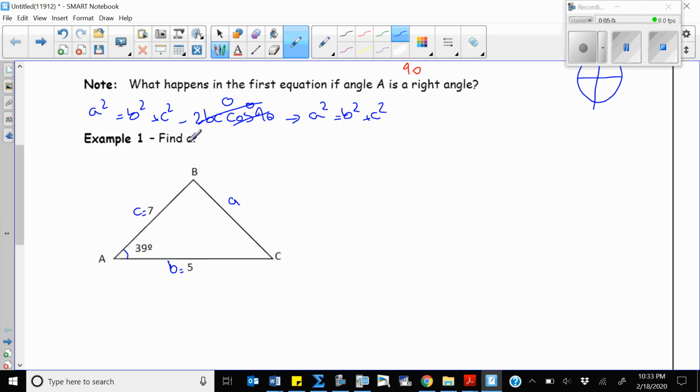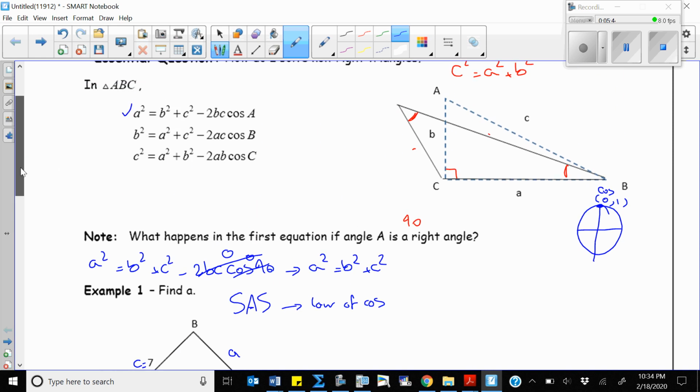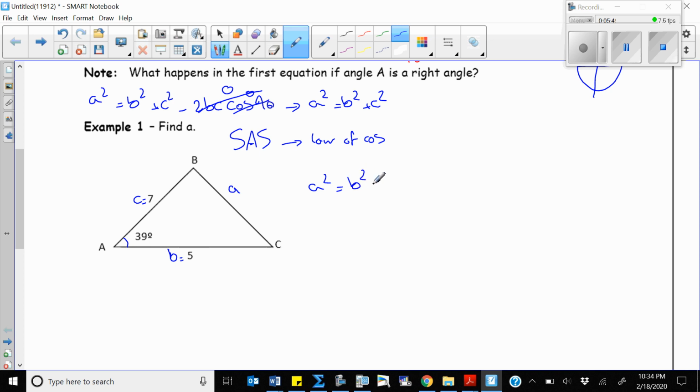So that's how we name the sides and angles of a triangle. Now we are looking for side a. Before that, let's see what kind of triangle we have here. We are given one side, one angle, and another side. We call that SAS, meaning side, angle, side. Whenever you have a case of SAS, we can use the law of cosines to solve for the missing side. I'm looking for side a, so I use the first formula: a squared equals b squared plus c squared minus 2bc cosine of angle A. Now let's see what is given: 5 squared plus 7 squared minus 2 times 5 times 7 times cosine of 39.